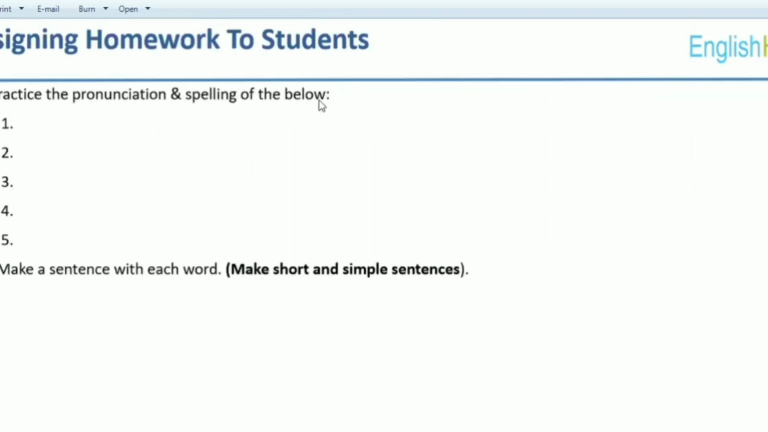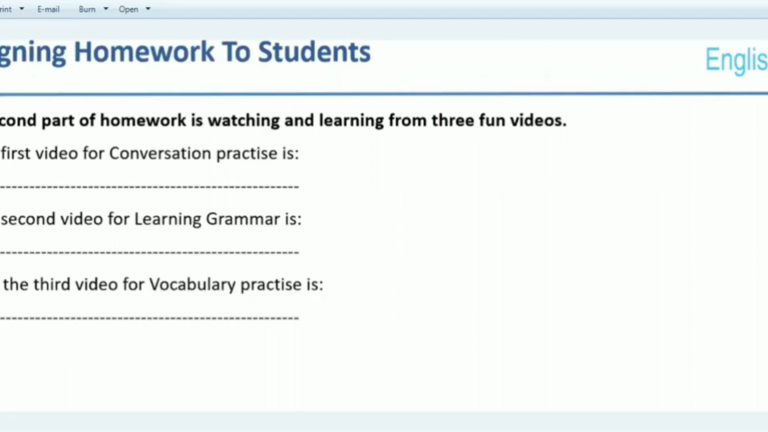Practice the pronunciation and spelling of below. Give some 5 words to get the pronunciation and the spelling using the pronunciation and spelling tabs that you find in the app, Read to Me app. Then you can make them construct sentences using that word. Make a sentence with each word. Make short and simple sentences. Either give some new words or make them utilize the same 5 words to make a sentence of each word. Give these 2 instructions also as homework or assignment.